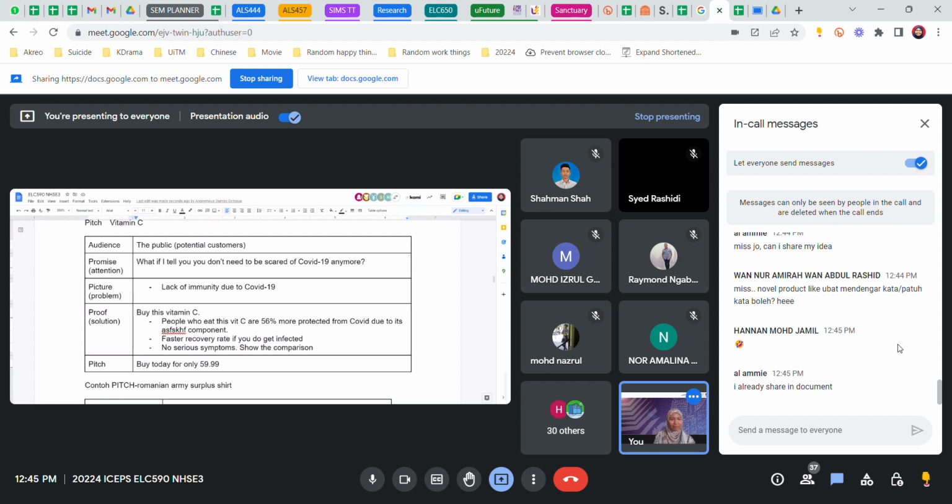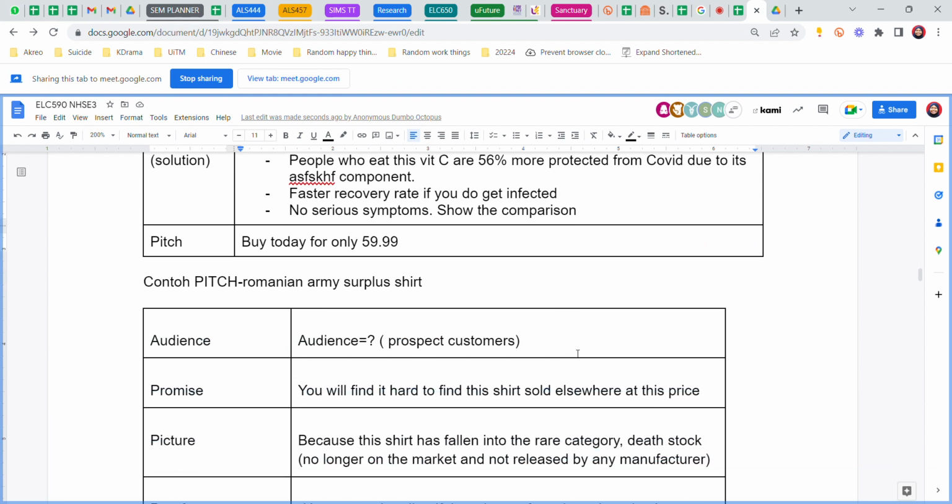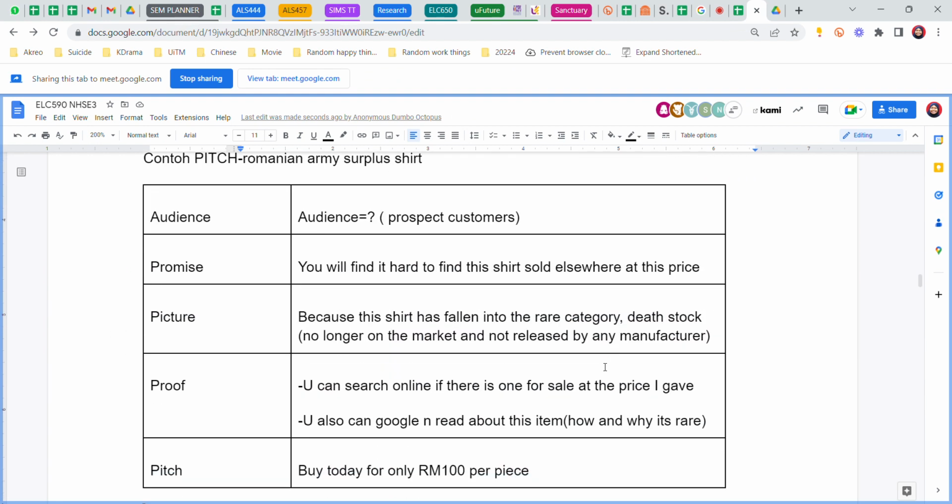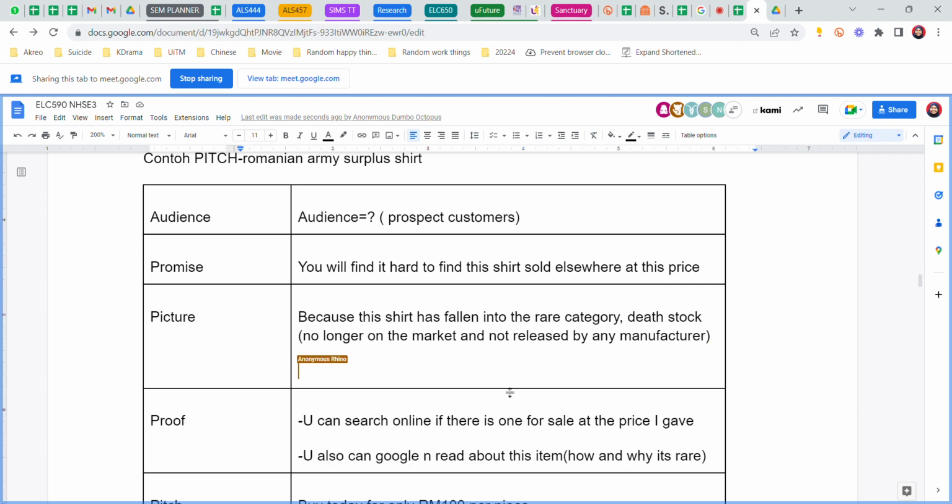Okay, all right, you already shared in the document. Let's see at the bottom. Romanian Army surplus shirt. You will find it hard to find this shirt sold everywhere else at this price. Okay. Picture, because this shirt has fallen into the desktop. Okay, what is a Romanian Army surplus shirt?